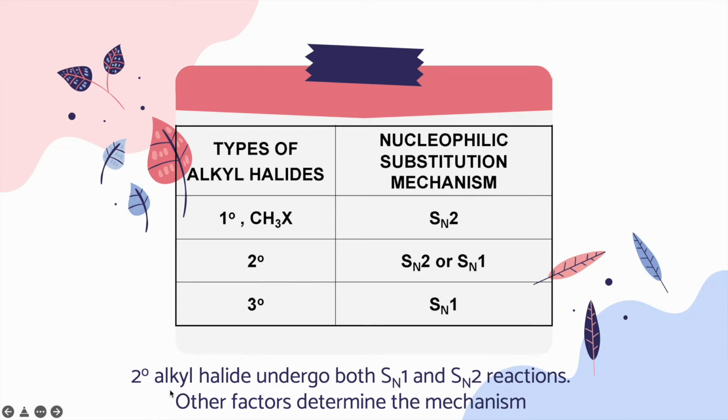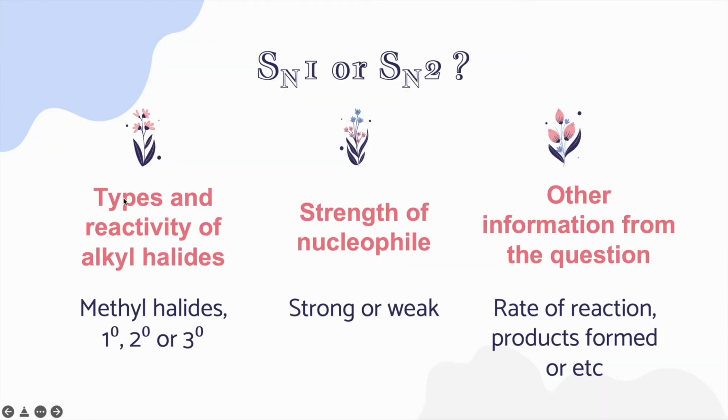It depends on the factors that determine the mechanism. So, secondary haloalkane, or secondary alkyl halide, can undergo SN1. It can also undergo SN2 mechanism. It depends on the factors. The factors are the types and reactivity of alkyl halide, which means we look at the class: methyl halide, primary, secondary or tertiary. So if you want to choose SN1 or SN2, it depends on the class.